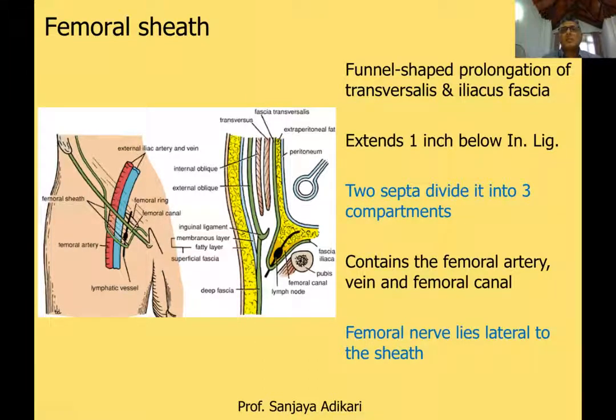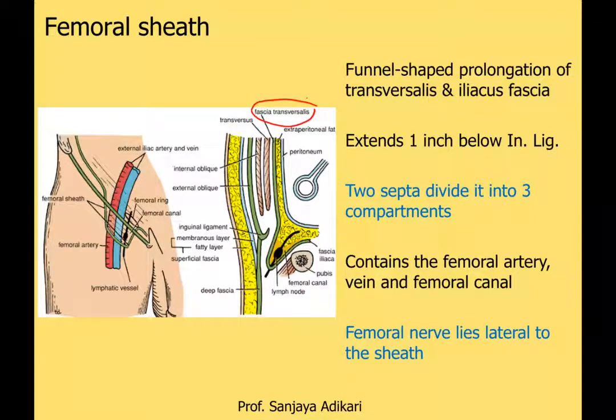A few points about the femoral sheath. I think I will make it less. A few points about the femoral sheath. It is formed by the transversalis fascia from the anterior abdominal wall and iliacus fascia from the iliac fossa.